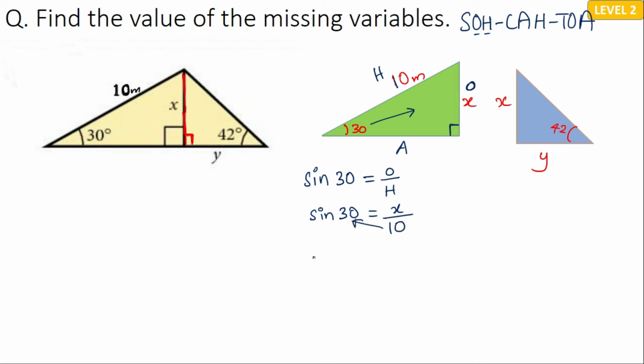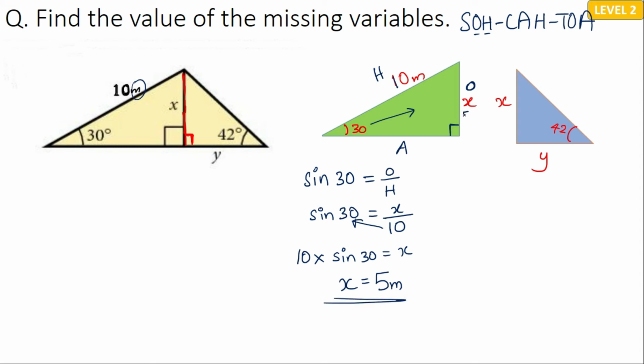Cross multiplying, you have 10 multiplied by sine 30, giving you x. So 10 sine 30, use your calculator, and the value is 5. So x is going to be 5 meters. Use the same units. So 5 meters is the value for x.